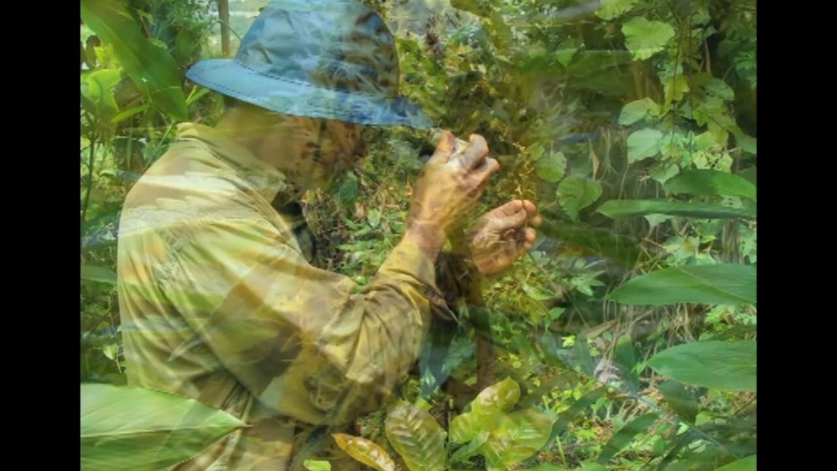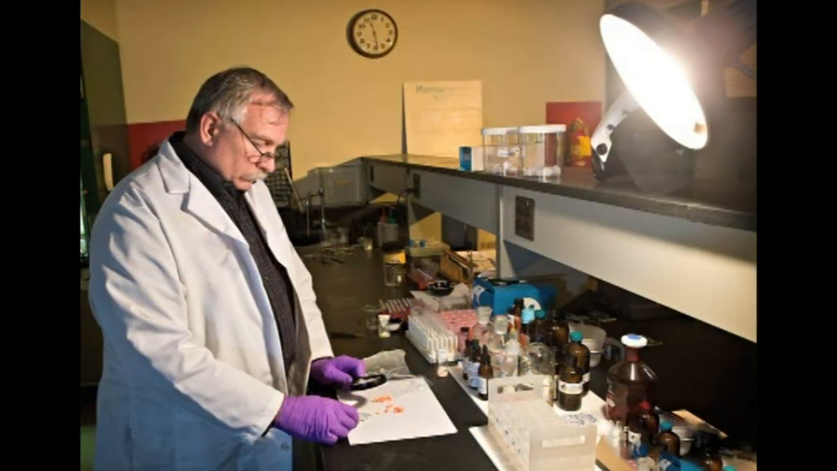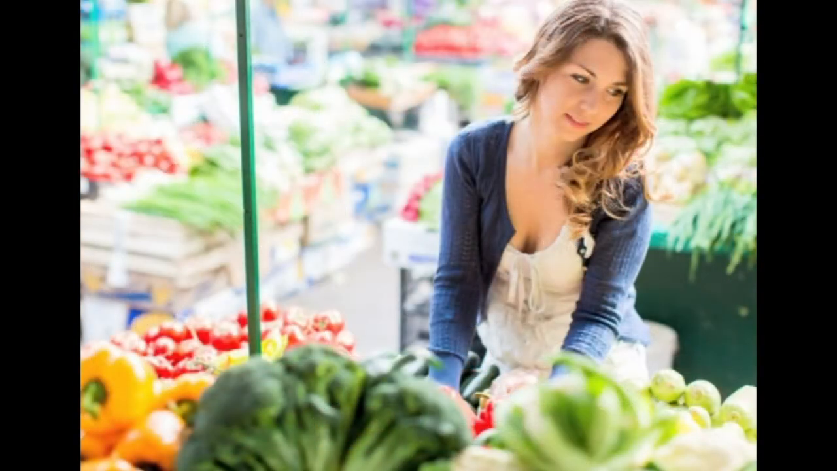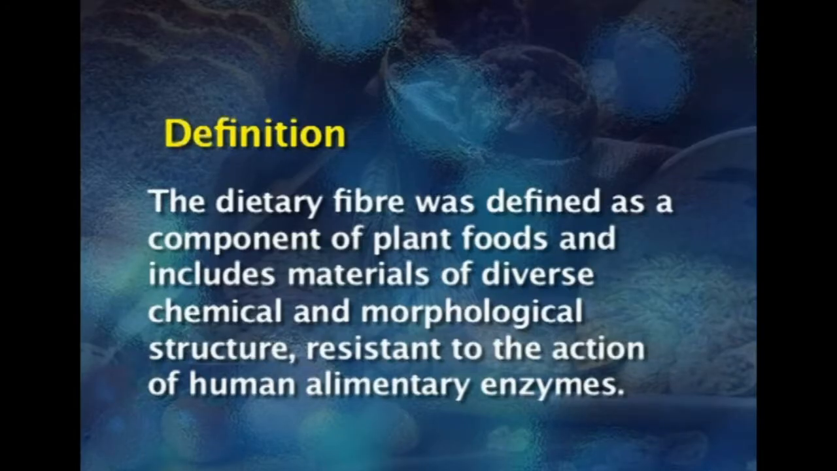Botanists define dietary fiber as a part of plant organ, chemical analysts as a group of chemical compounds, consumers as a substance with beneficial effects on human health, and for dietetic and chemical industries, dietary fiber is a subject of marketing. Later, dietary fiber was defined as a component of plant foods and includes materials of diverse chemical and morphological structure resistant to the action of human alimentary enzymes.